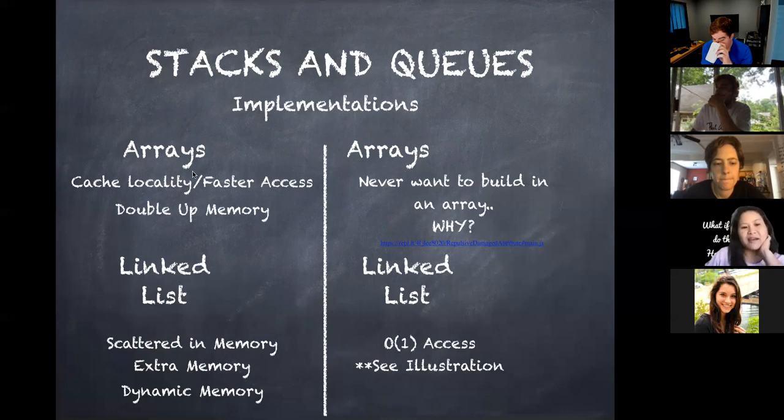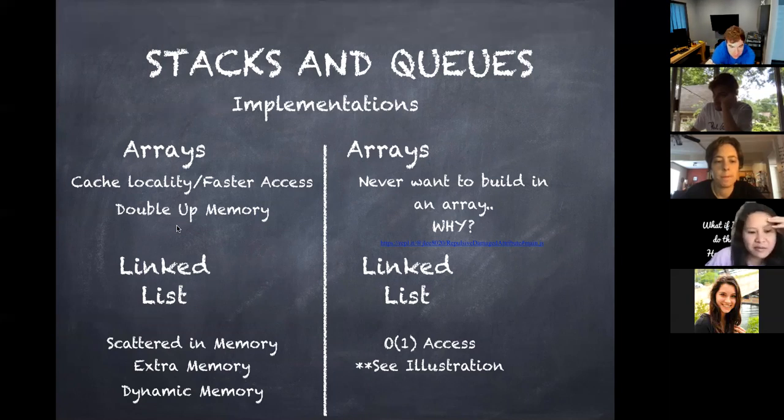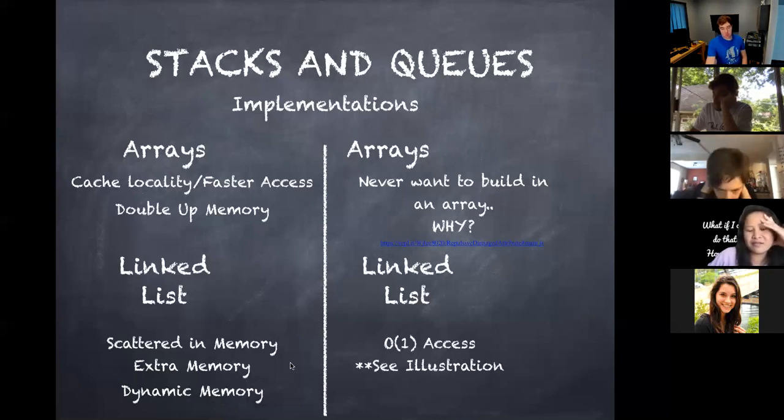The only issue with that is if the array gets filled, then you're going to need to build another array, which has double the memory. So that's something we need to think about if we want to implement stacks in an array. And then, of course, in the linked list, as we know, they're going to be scattered in memory. The only downside is that in every linked list node, you're going to need extra memory for the pointer. And of course, memory is dynamic because you can just point to whatever available memory we have.